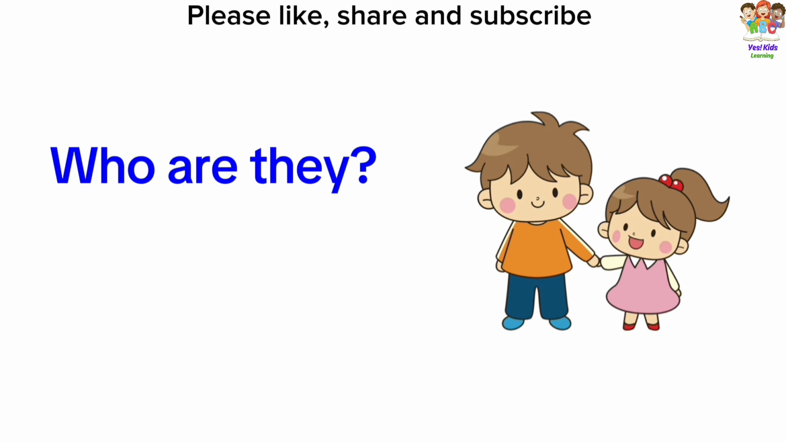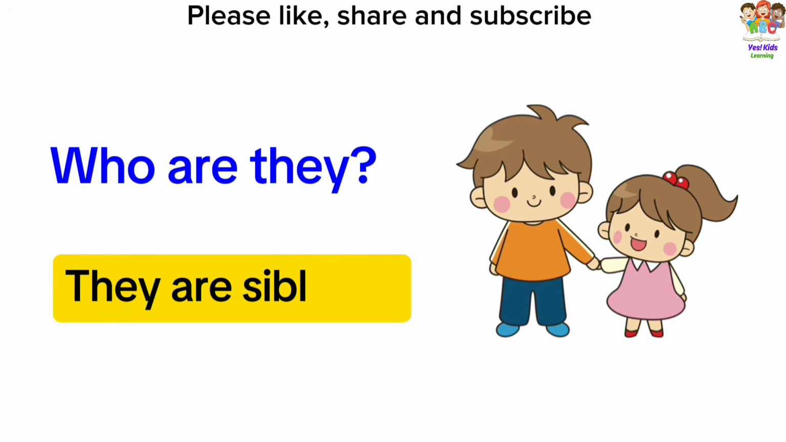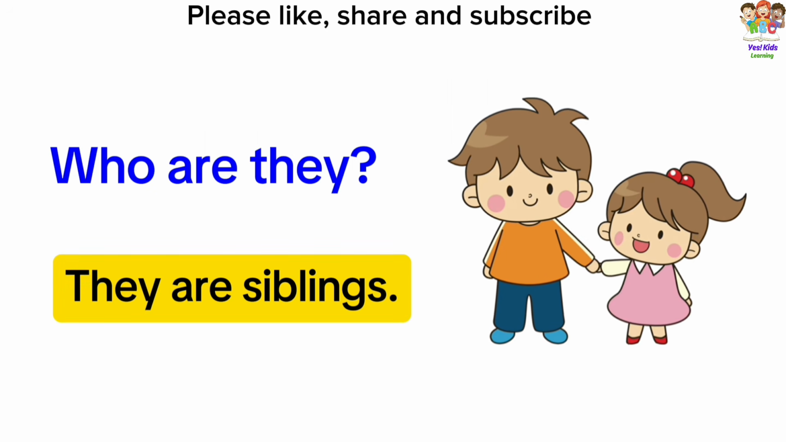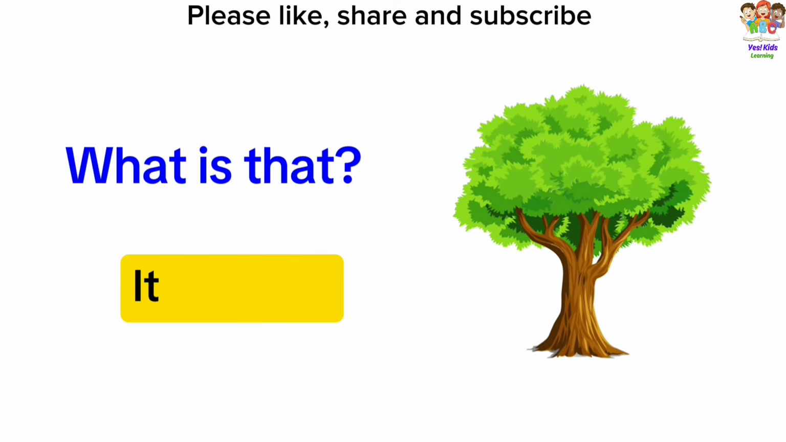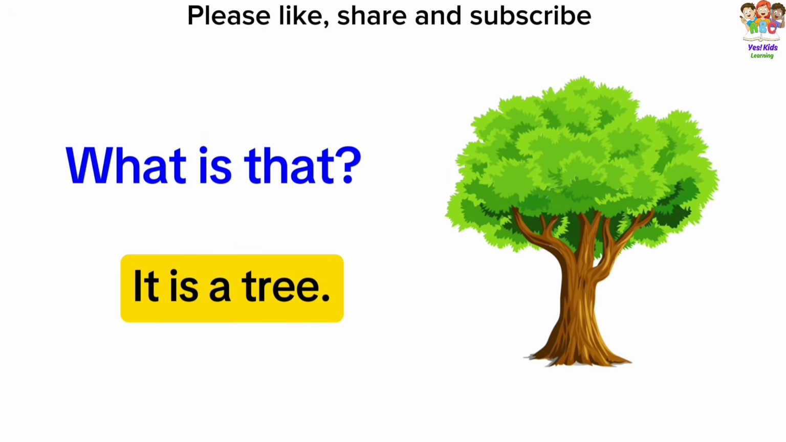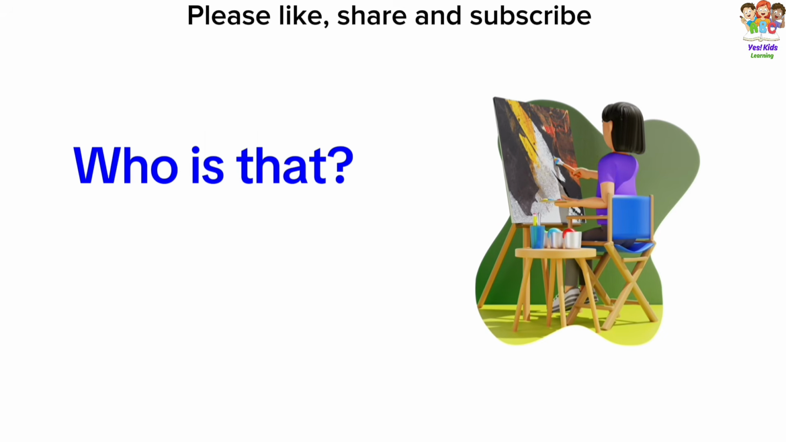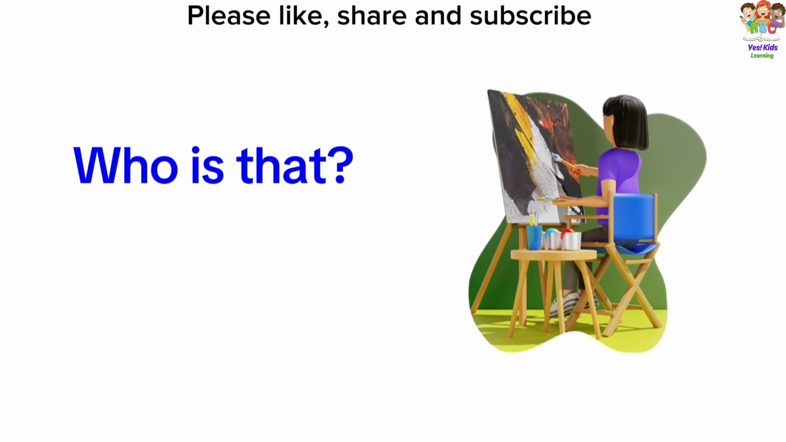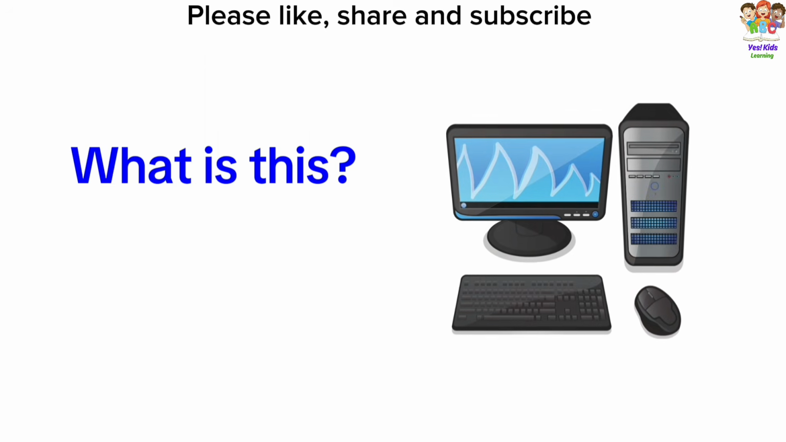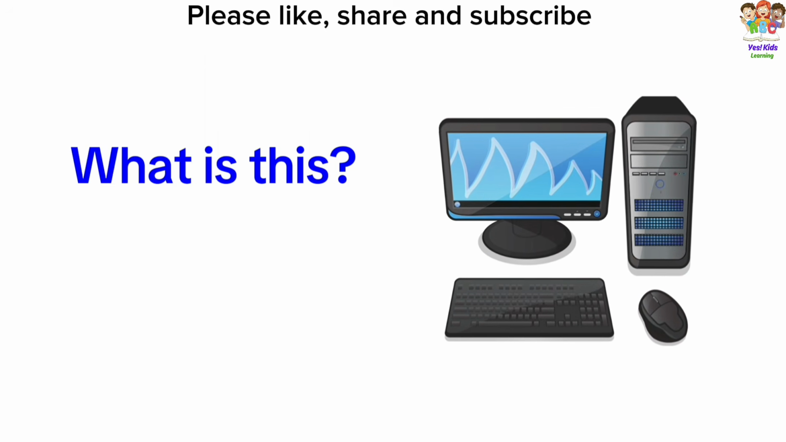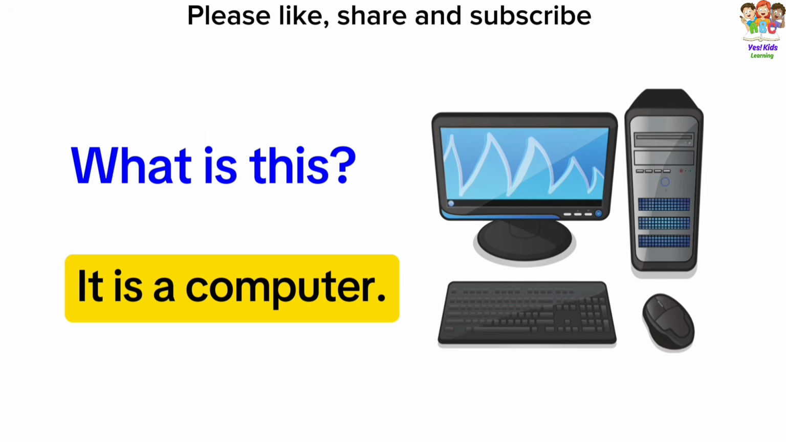Who are they? They are siblings. What is that? It is a tree. Who is that? She is an artist. What is this? It is a computer.